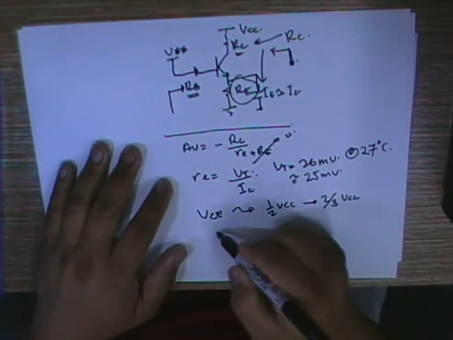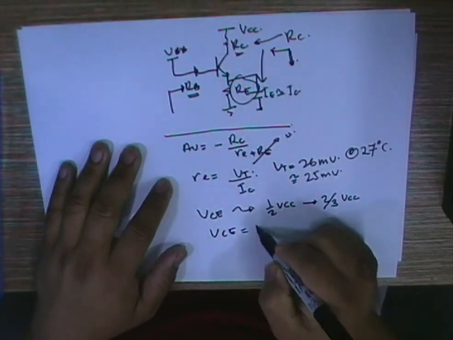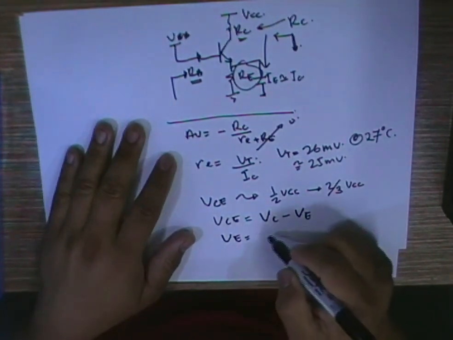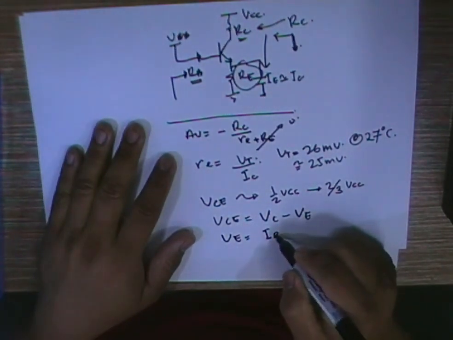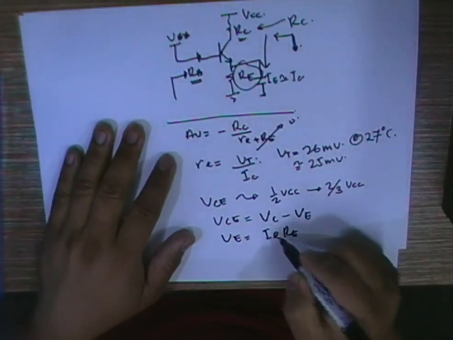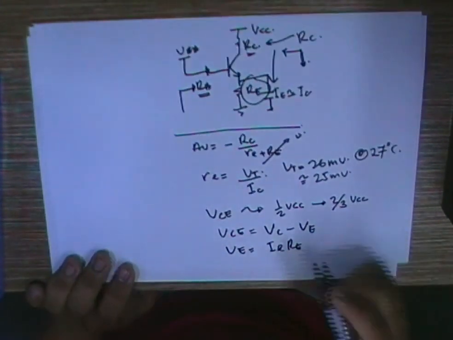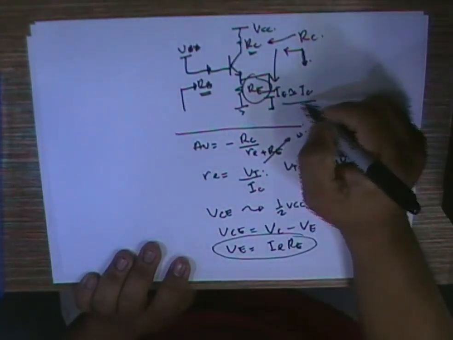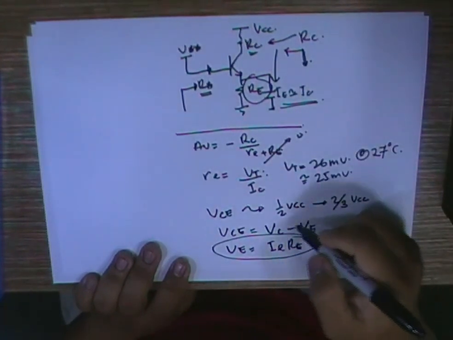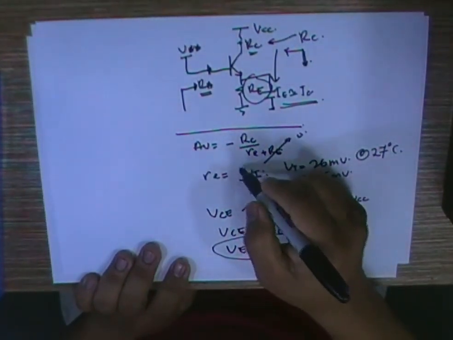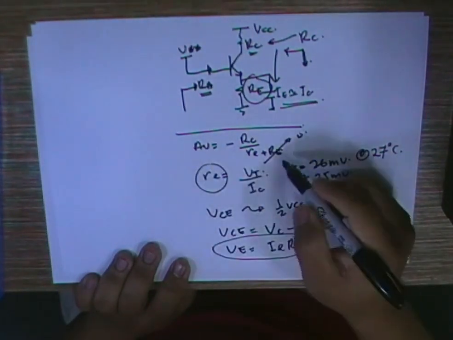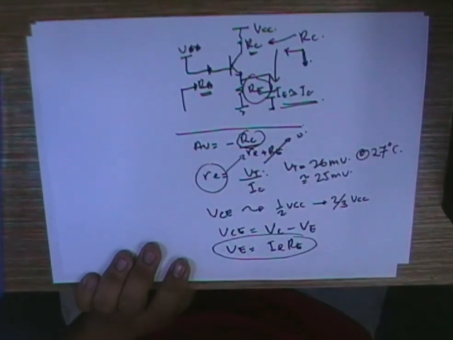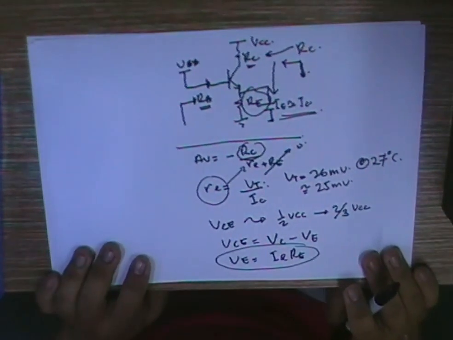gain that we want. So VCE is VC minus VE, and VE is IE times RE. So this is what we need. We can see that basically this is the one that will set what will be our current, and the gain, which is depending on the RE, which is this, depends on RC and the current that we set. Okay, I'll give you one example.